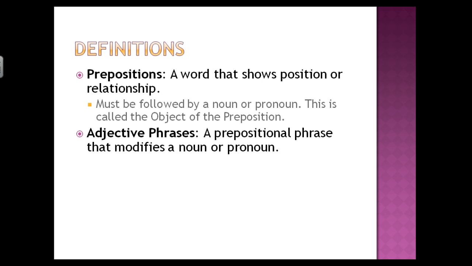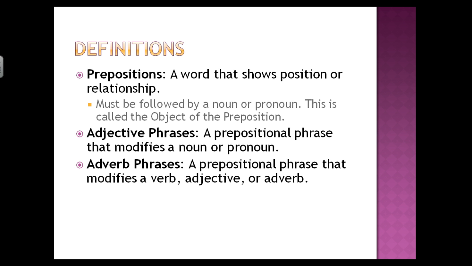It might be fairly obvious, but prepositional phrases are those phrases, groups of words that do the job of a preposition, therefore showing position or relationship. There are two types. First is an adjective phrase. An adjective phrase, not surprisingly, is a prepositional phrase which modifies or describes a noun or pronoun, whereas an adverb phrase is a prepositional phrase that modifies or describes a verb, adjective, or other adverb.